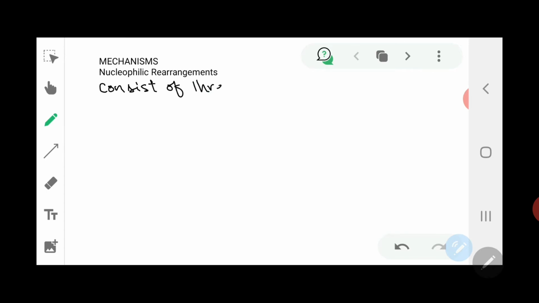Now come to the mechanism of nucleophilic rearrangement. We will discuss here our first type, which we previously discussed as nucleophilic rearrangement, and such type of rearrangement consists of three steps, in which migration is the second step.